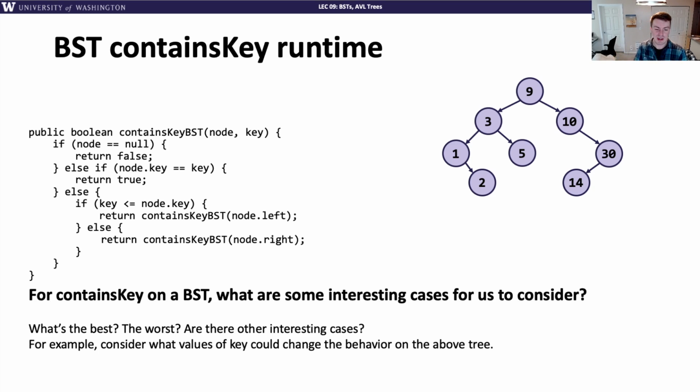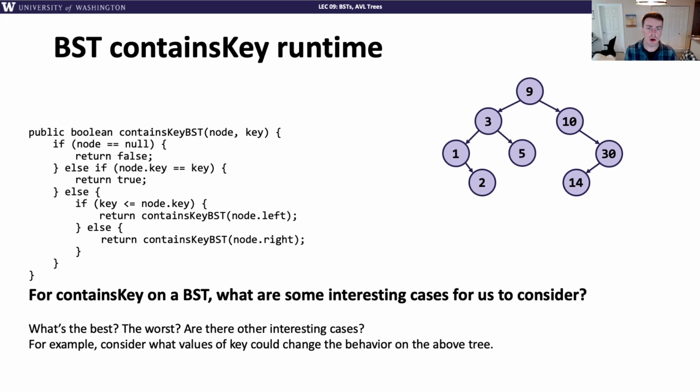So take a second and try to consider what are some interesting cases for us to consider when trying to come up with different runtime analyses for this binary search tree contains. What might be a best case value to look at, and what might be a worst case one? And what might the tree look like? So take a second to pause and see what you think there.